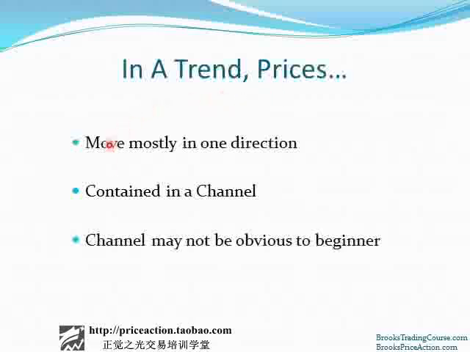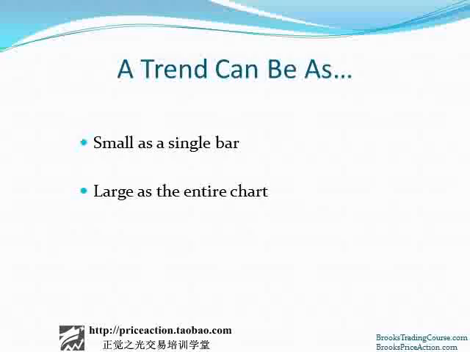In a trend, prices move mostly in one direction. At some point, the breakout phase transitions into a channel phase, and a lot of times the channel may not be all that obvious to a beginner. They'll look at it and they'll see what they think could be a channel, and they'll deny that it can possibly be a channel. But it probably is a channel. A trend can be as small as a single bar. And remember, every trend bar is a trend. The trend can be as large as the entire chart.